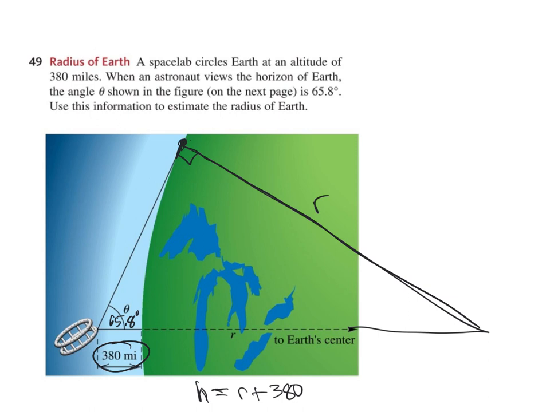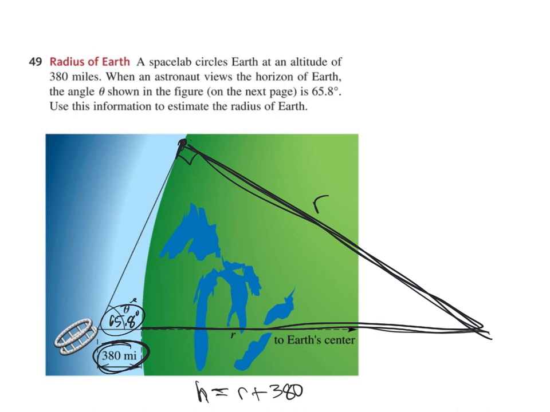Okay, so what we have here is the radius, which is the same as this radius. Radii are all the same. And then plus the 380 miles there. That's the hypotenuse. So from this angle, we have the opposite leg and the hypotenuse. Opposite and hypotenuse is the sine. So the sine of 65.8 degrees is equal to the opposite leg, r, over the hypotenuse, which is r plus 380.